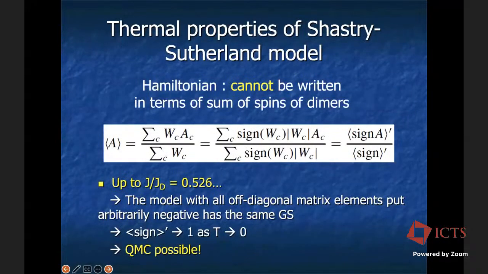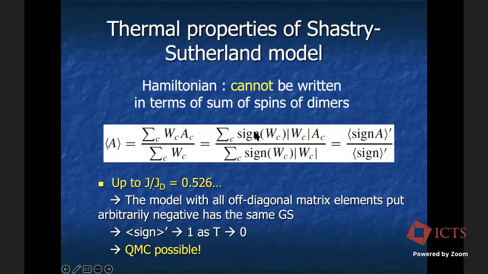Well, the bad news is that although the ground state is a product of singlet dimers, the Hamiltonian cannot be written in terms of the sum of spins of the dimers, because unless J2 is equal to J1, some dimers are coupled only to one spin of neighboring dimers, so we cannot write the Hamiltonian in the sum, and this means that quite generally, we're back to the sign problem.